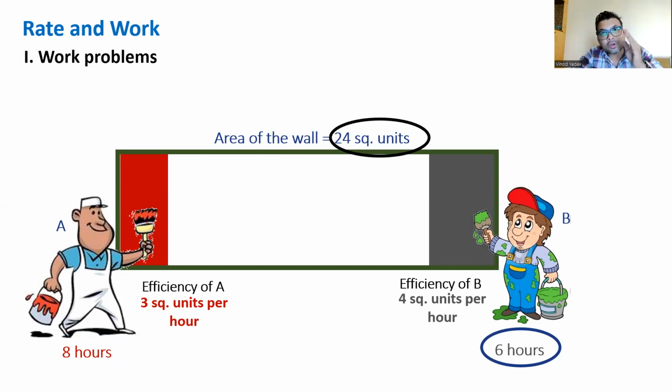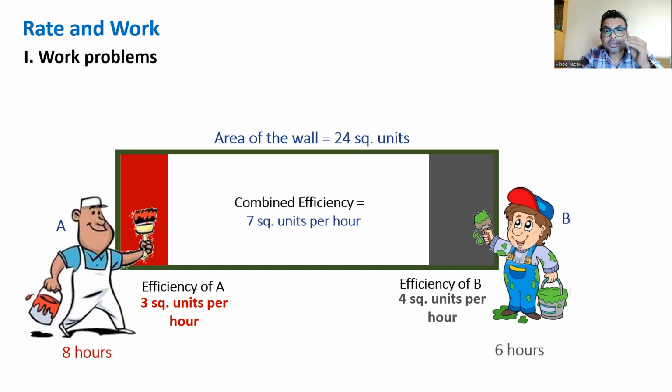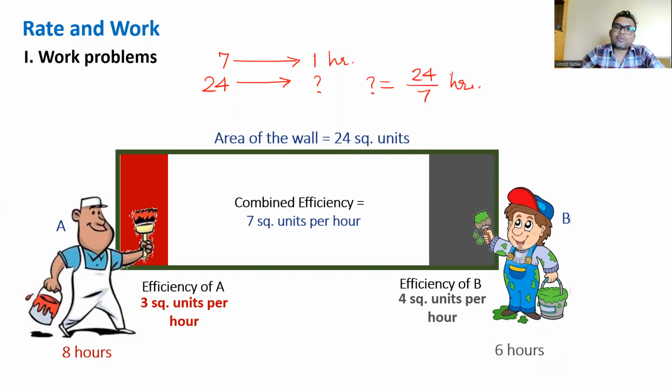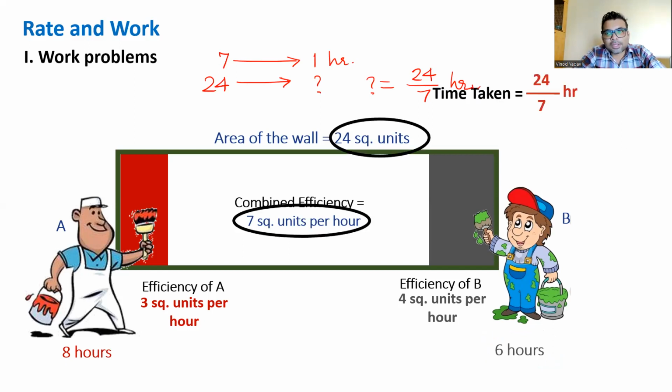Now when both of them are working together, come on, together. Yes, so 3 plus 4. So the combined efficiency is 7 units per hour. So 7 units of work get done every hour. So for 24 units, how much time will it take? Cross multiply. So 24 into 1 divided by 7. So 24 by 7 hours, which is ultimately 3 and 3 by 7.